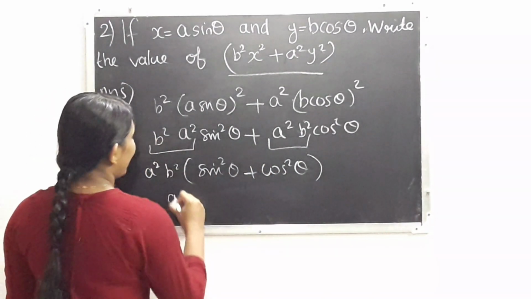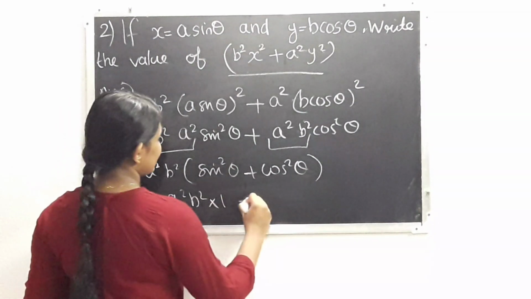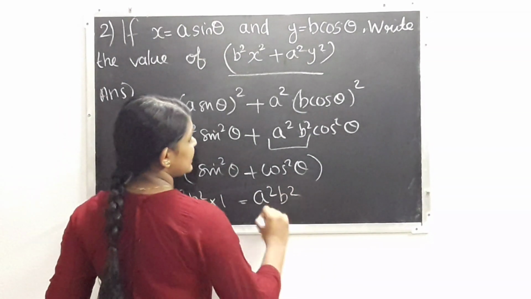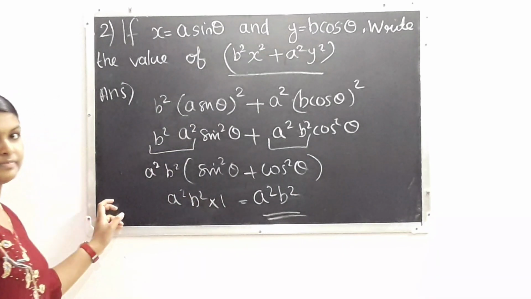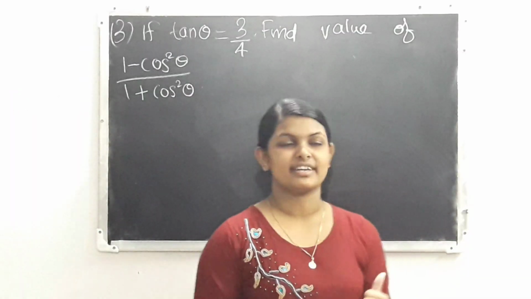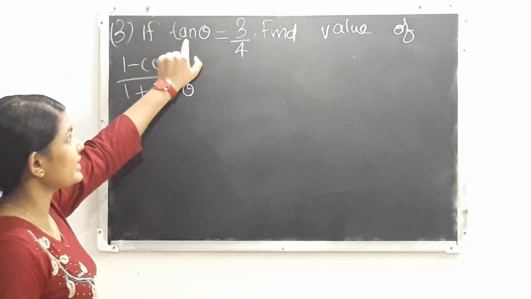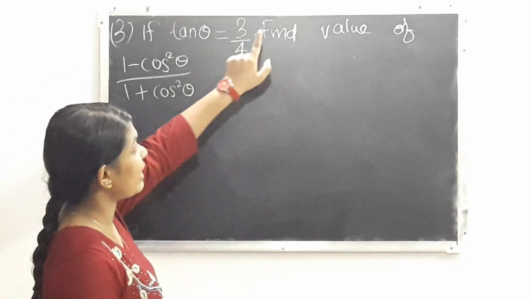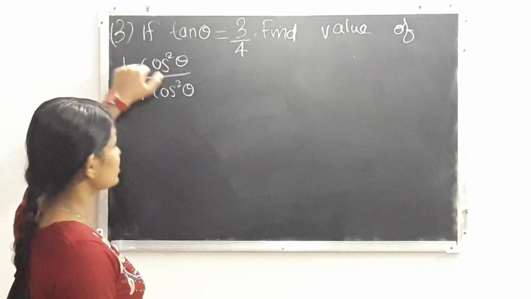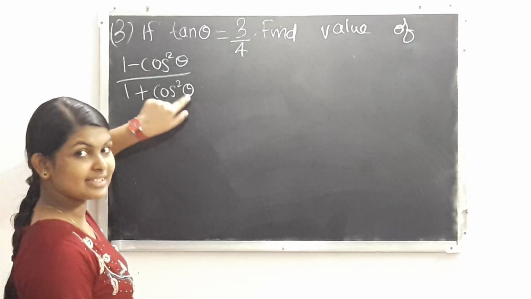So this will become a square b square into 1, which is equal to a square b square. So this will be the value for this question. Okay. Now we can discuss the next question. The next question is, if tan theta is equal to 3 by 4, we have to find the value of 1 minus cos square theta divided by 1 plus cos square theta.